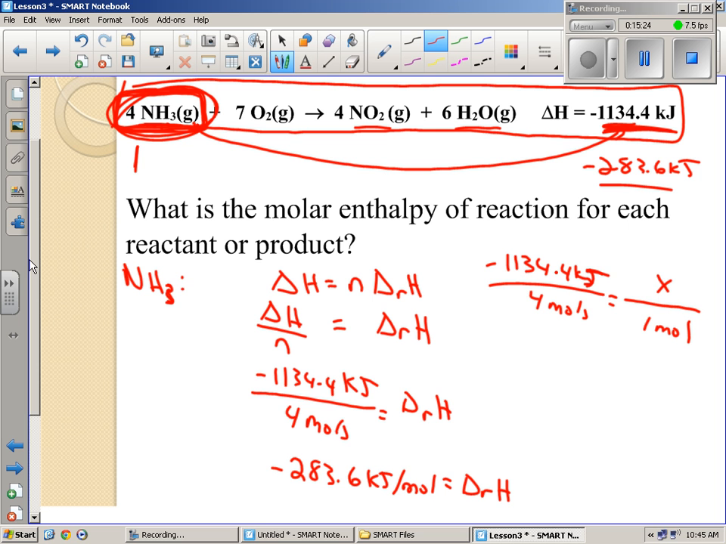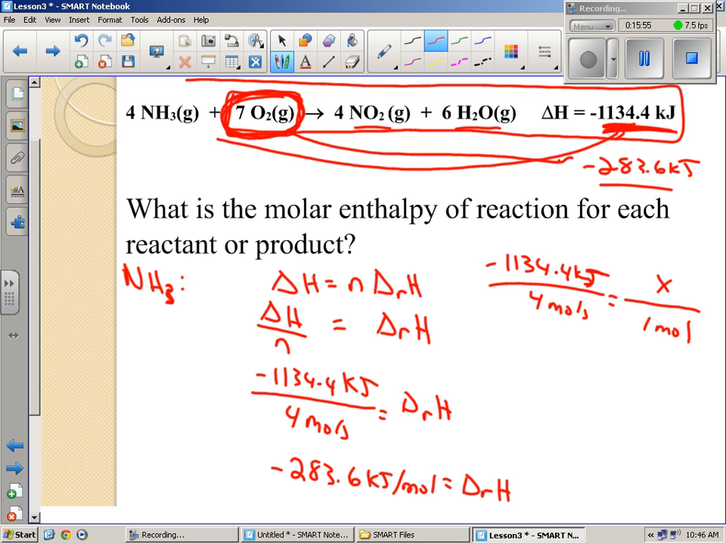Now, I changed my mind. I don't care about the ammonia anymore. Now I want to focus on, you might say this is silly, but what about the molar enthalpy of oxygen? Can I do that? Sure you can. You can do the molar enthalpy of whatever you want. Because if I use ammonia and I use 7 moles of oxygen in this equation, now I don't know what these others are, but if I use 7 moles of oxygen in this particular equation, that gives me 1134.4 kilojoules of heat. So 7 moles of oxygen gives me 1134.4.